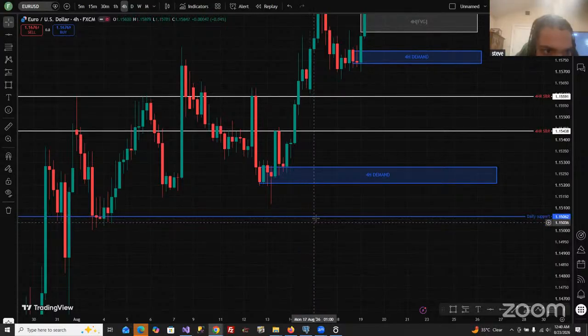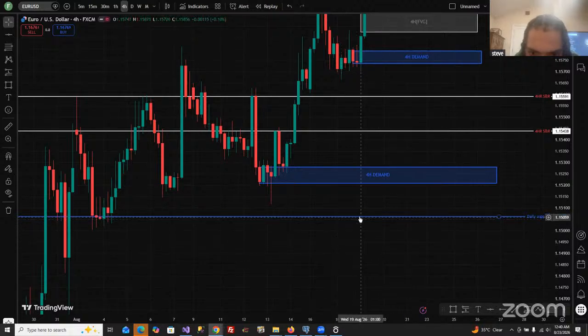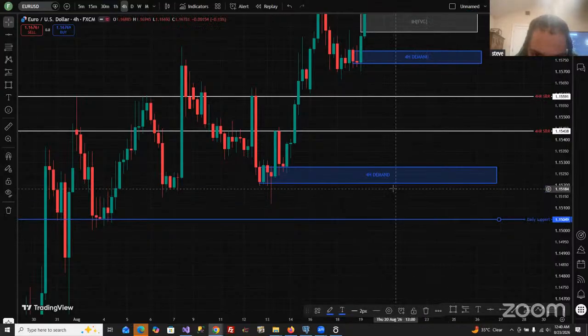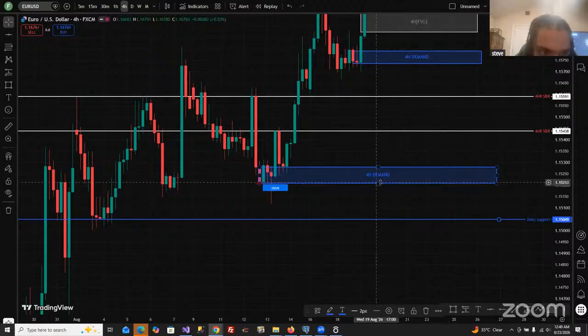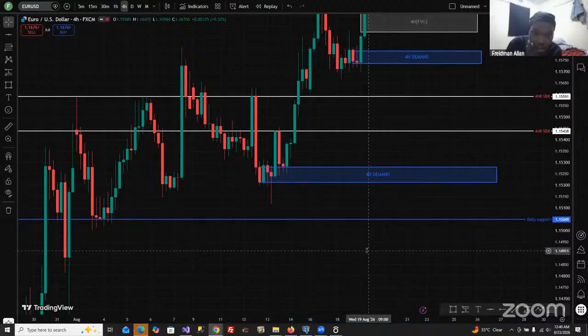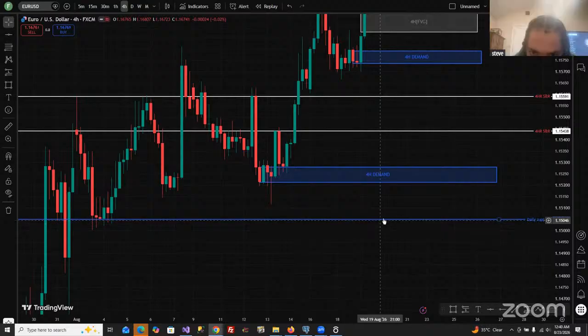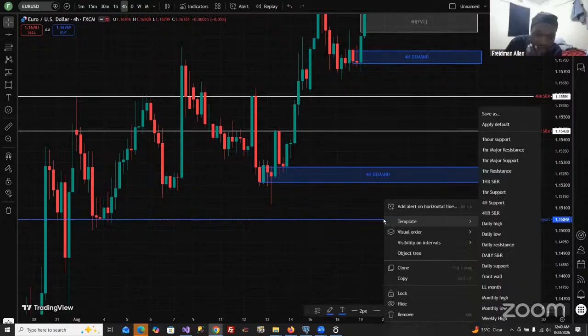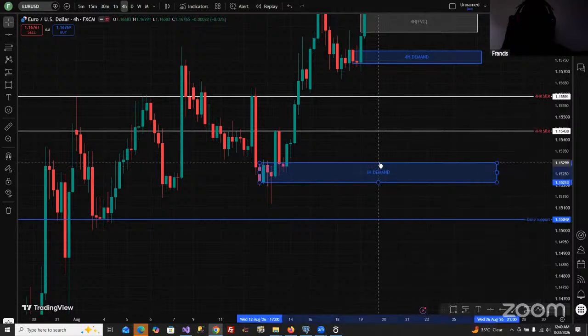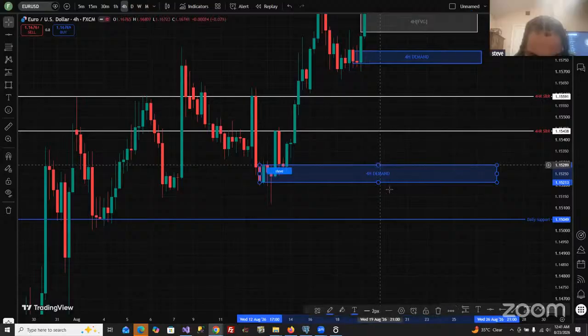The only thing I say is make sure you try to get as accurate as possible on your demand zones, when you bring it close to the candle. Yeah, that's good. Also on this upper side, I think this one. Yeah, they're good.